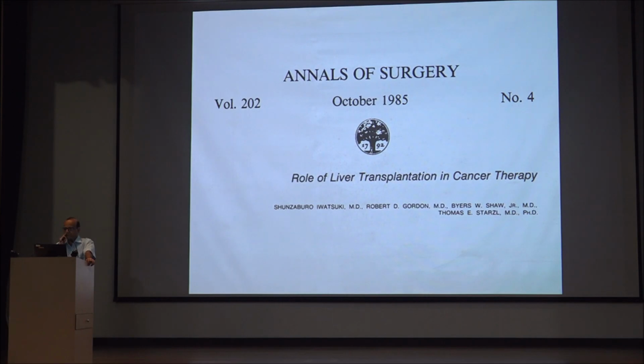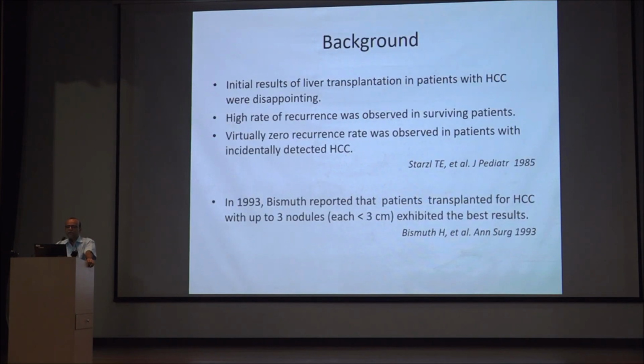So this is one of the first papers, almost 40 years back, discussing the role of liver transplantation in cancer therapy, by the father of liver transplantation, Thomas Starzl, and a lot has changed over the last 4 decades. Initially, in the 20th century, the results of liver transplantation in patients with HCC were really disappointing, with a high recurrence rate observed in the surviving patients. But at the same time, the surgeons observed that virtually zero recurrence was seen in patients who had incidentally detected small tumors on the explant histopathology.